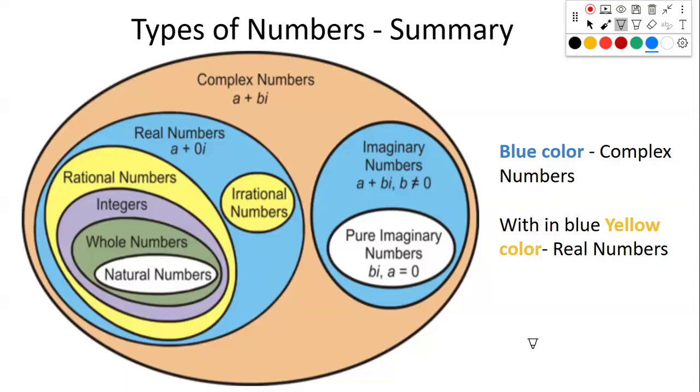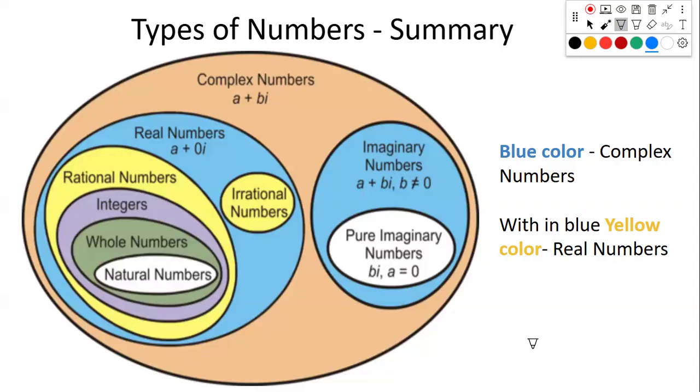So you have natural numbers, whole numbers, integers, all of them are rational. Rational and irrational put together, they are real numbers. And real numbers and imaginary numbers put together, they are called complex numbers. What is an imaginary number? When I try to find the square root of -1, it becomes imaginary.